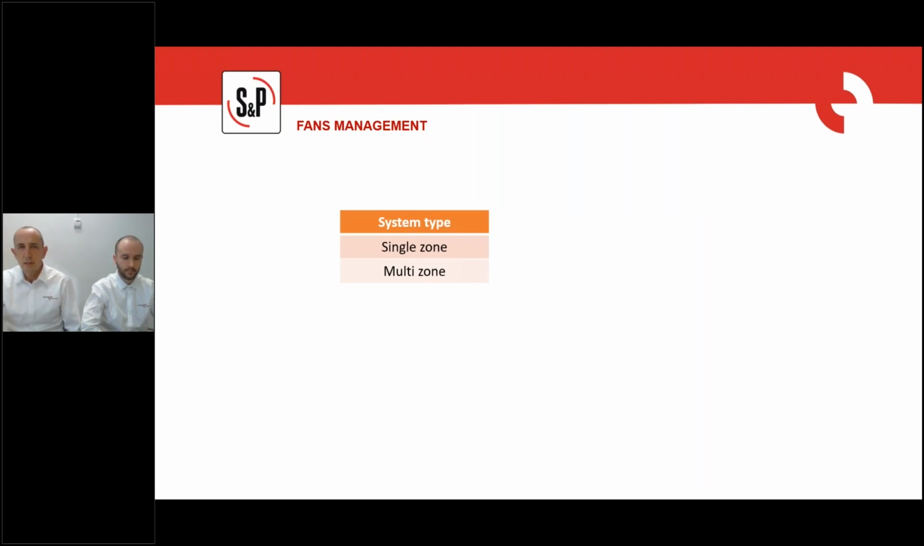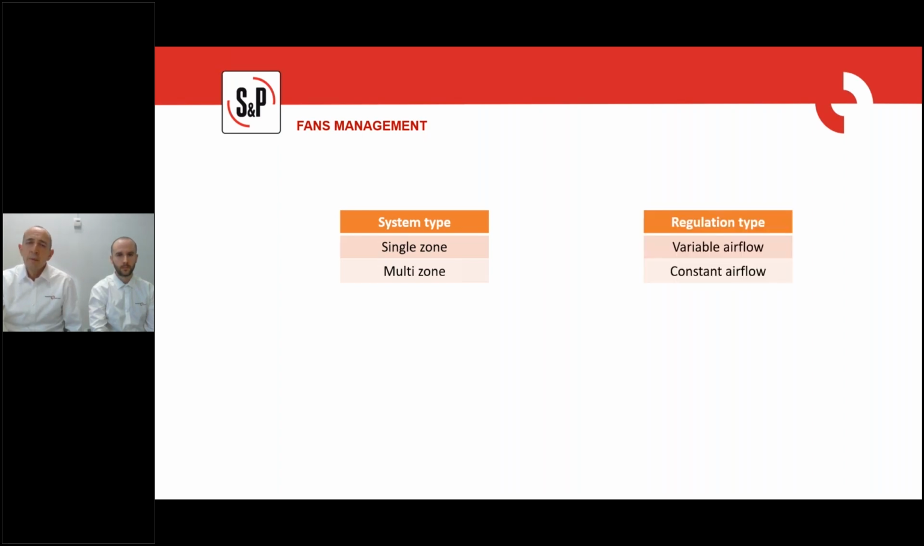Well, in ventilation, we can find two different types of systems, depending on the room or the zone we have to ventilate. For example, if we have to ventilate just one zone, we talk about the single zone system. However, if the system we have to ventilate is composed of more than one zone, then we have what we call multi-zone. So with just one ventilation unit, we ventilate more than one zone. This is multi-zone.